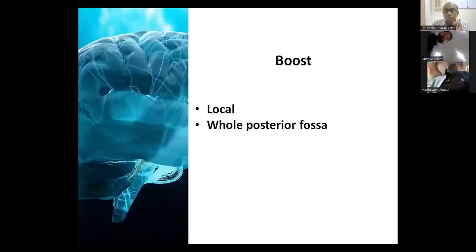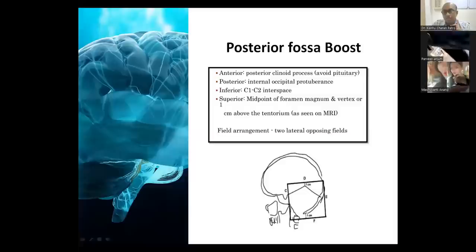So in this situation, you should spare the cochlea and the pituitary. Mostly at least 1 centimeter above the tentorium to include the posterior fossa, which may be seen in the MRI. Posteriorly, in the outer skull, 1 centimeter below the foramen magnum, the posterior diaphragm. This is the usual field we treat. If you are not able to find the tentorium properly, you can put the midpoint between the vertex and foramen magnum, 1 centimeter above.